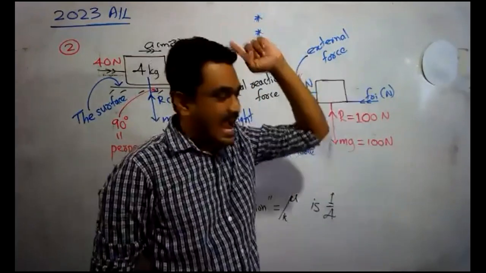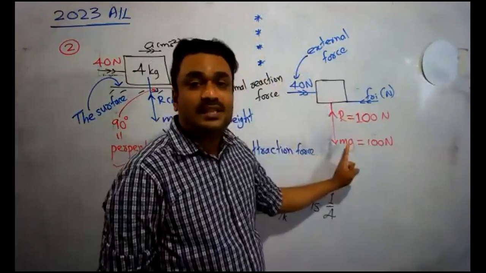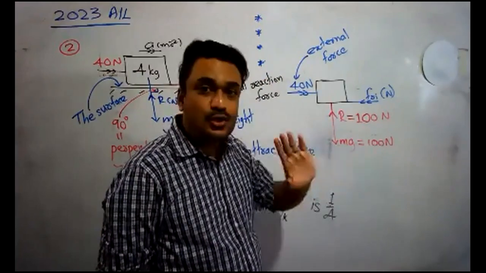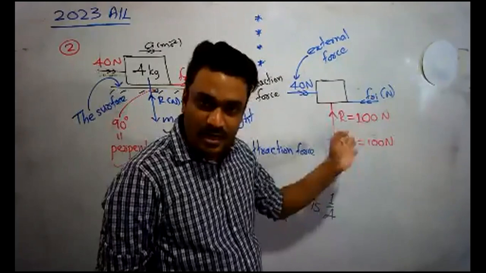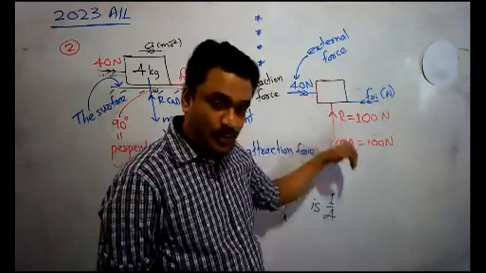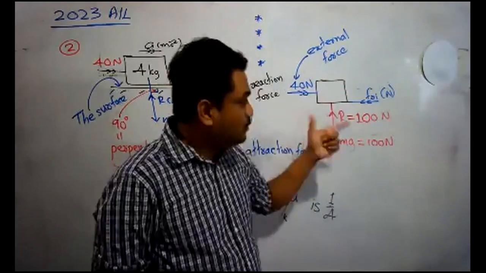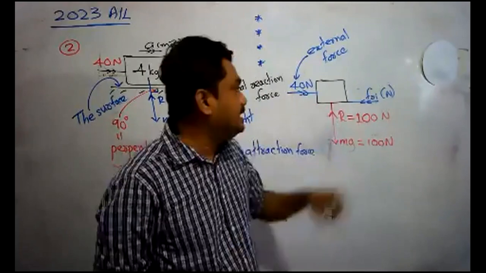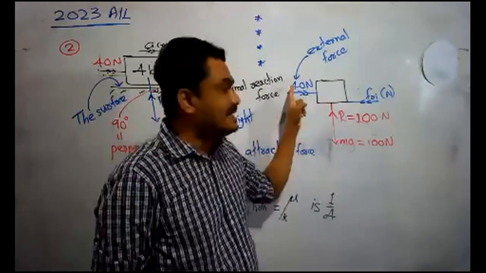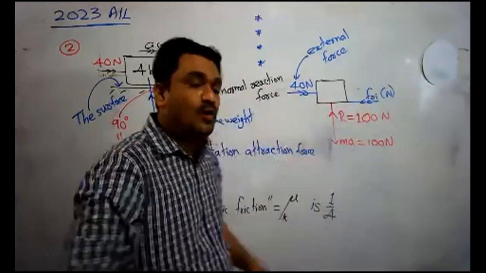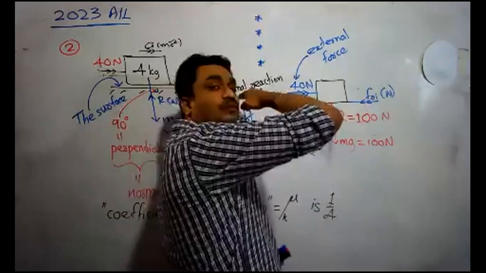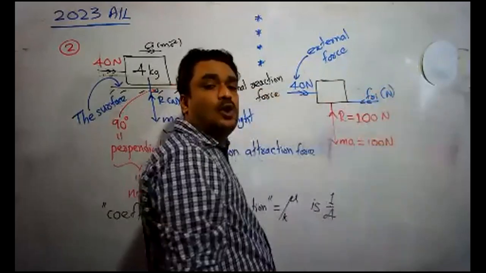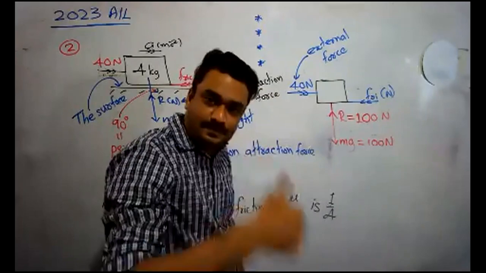Clear, sir. As R and mg forces are equal, there is no vertical motion. The object will not be moved up, and it will not be moved down. But when the horizontal forces are considered, the 40 Newton force is larger than the friction force. Therefore, the object will move in the direction of the 40 Newton force along the horizontal direction.